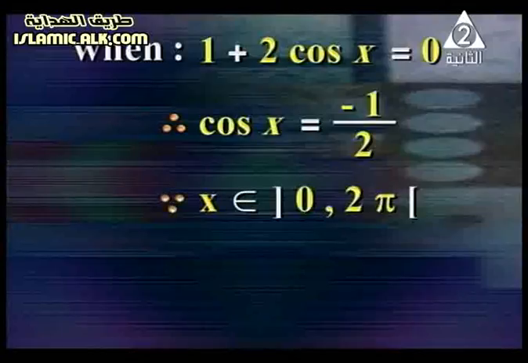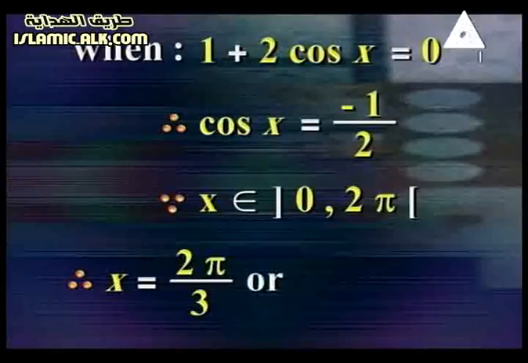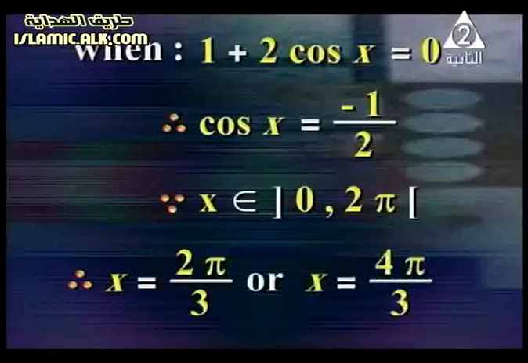When x belongs to the open interval 0 to 2π, then x equals 2π over 3, or x equals 4π over 3. Dear student, in this case cosine x is negative. Cosine is negative in the second quadrant and third quadrant. Then x equals 2π over 3 and 4π over 3.